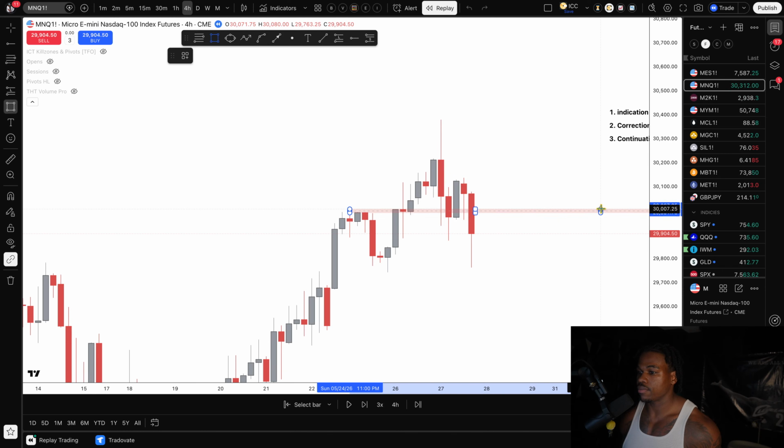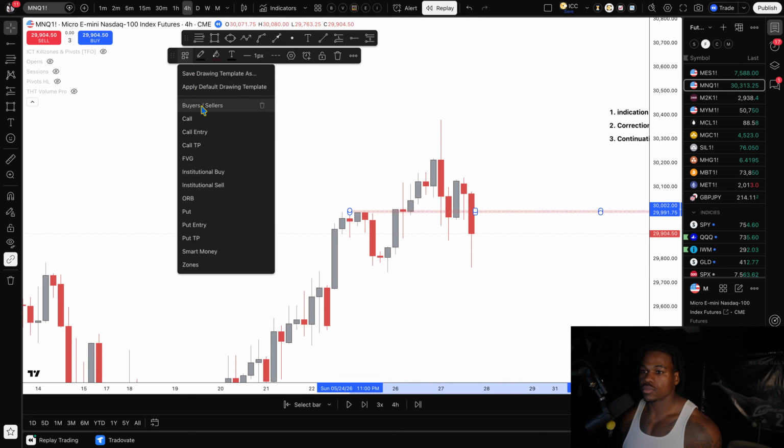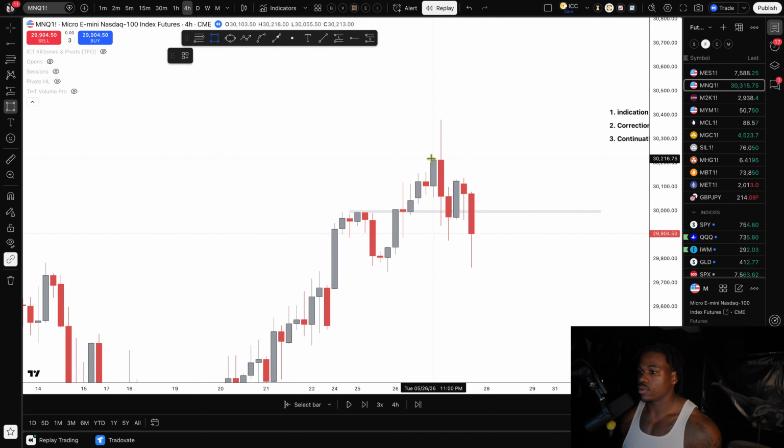This is a level. This is the most recent high, which is what? Our indication. This is the indication.